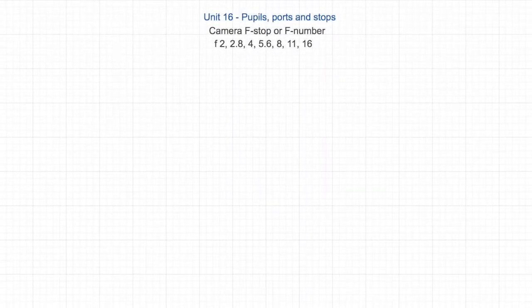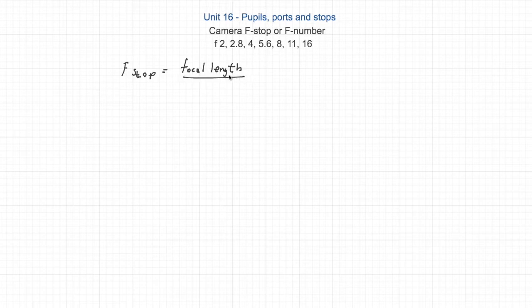Now, if you have a manual camera, you'll see it has what are called f-stops or f-numbers on it. And they're listed as 2, 2.8, 4, 5.6, 8, 11, and 16. What is an f-stop? An f-stop is the focal length of the lens of the camera divided by the diameter of the aperture stop, which is the shutter in front of the lens.